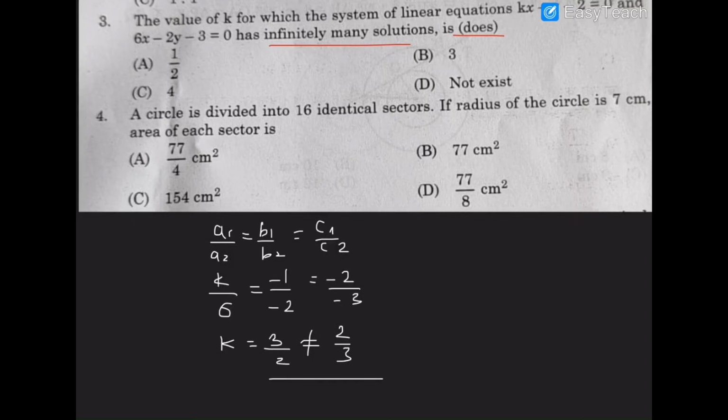So it does not exist because it is a coincident line. So it does not exist. So for the third, option D is correct.